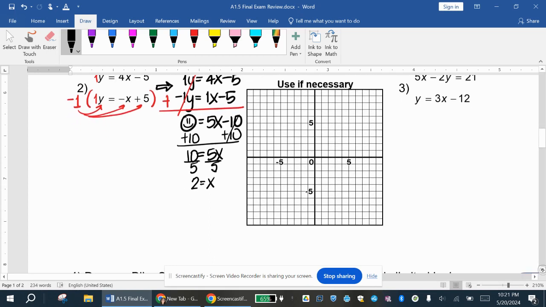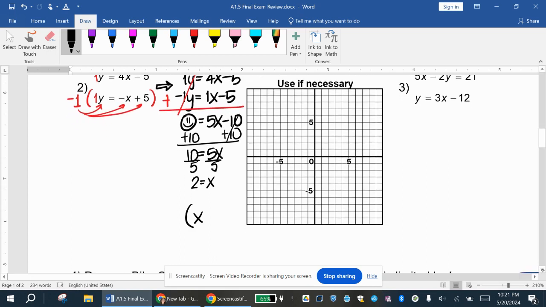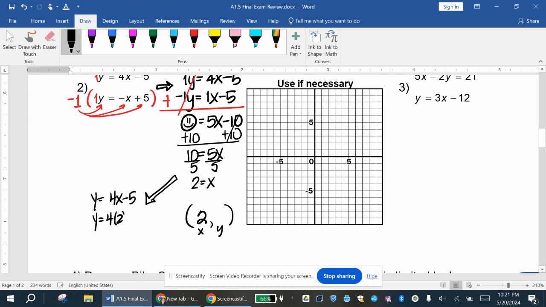Now once you find your first solution, that's your x value, your x value is 2, you're going to substitute that into any of the original equations to find its partner, the y value. So I'm just going to take that first equation, and I'm going to substitute the 2 into the x. Well, 4 times 2 is 8, minus 5 is 3. So my solution for this problem is 2 comma 3, and that's how you do it with elimination. Now I'm going to show you how to use substitution if you want.